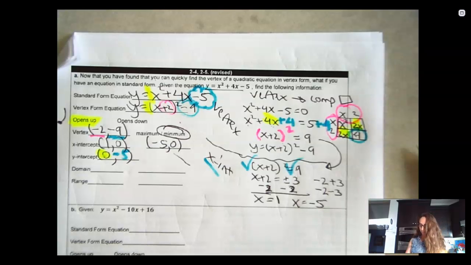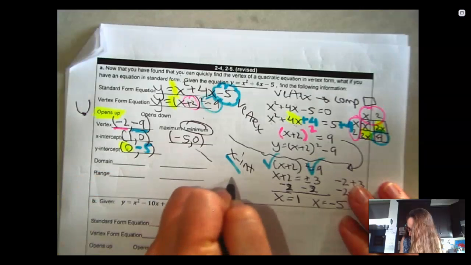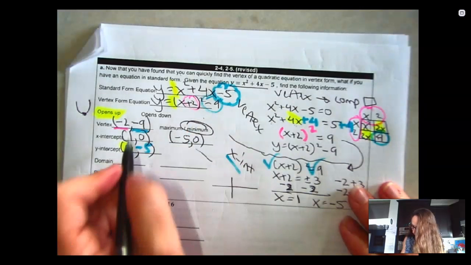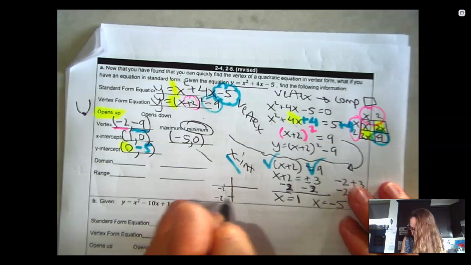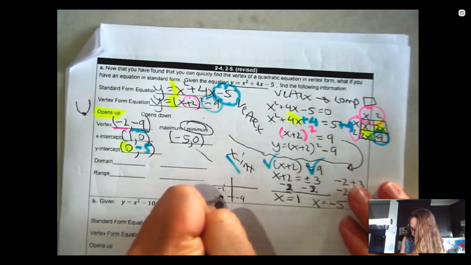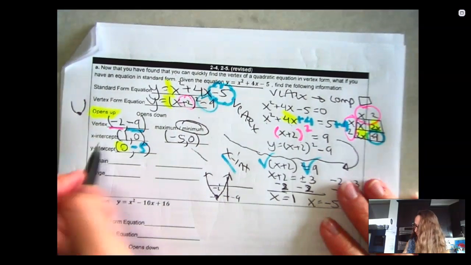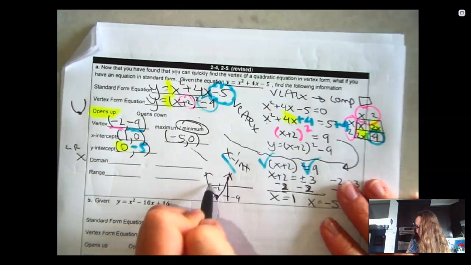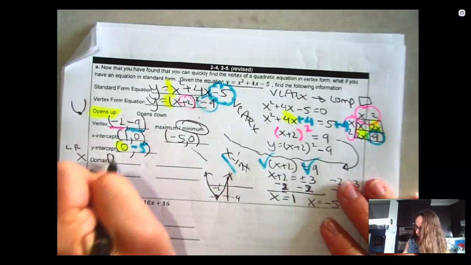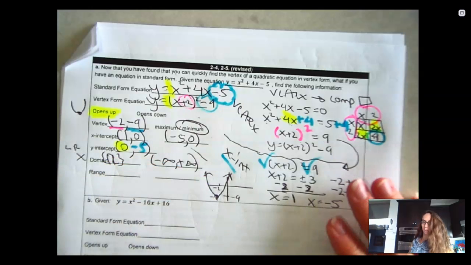All right. Domain. If I make my U, okay, I'm going to rough graph it right here. I'm going to graph that vertex at (-2, -9). I know it's a U, and I know it's going up. Okay, let's talk about domain. Domain is your x. It's everything left and everything right. Hey, it's going to the right. Hey, it's going to the left. All real numbers. Negative infinity, positive infinity.